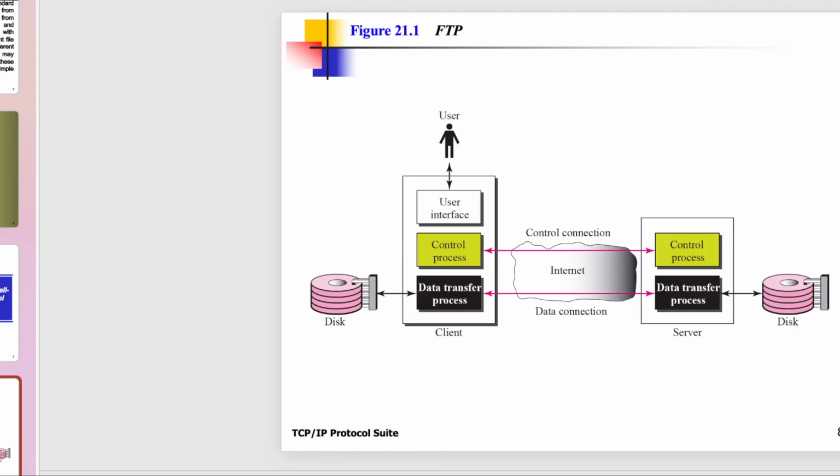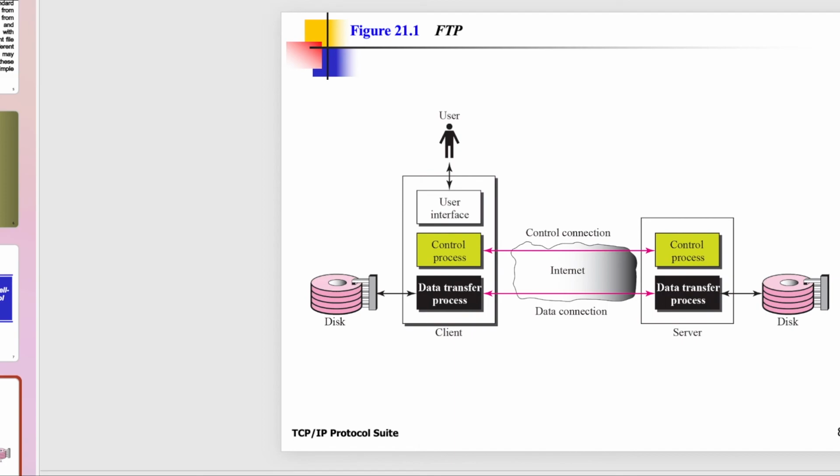Now, how the FTP process is executed. This figure shows the basic model of FTP. The client has 3 components: the user interface, the client control process, and the client data transfer process. The server has 2 components: the server control process and the server data transfer process. The control connection is made between the control processes. The data connection is made between the data transfer processes.